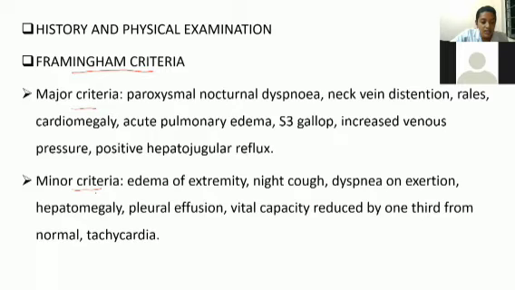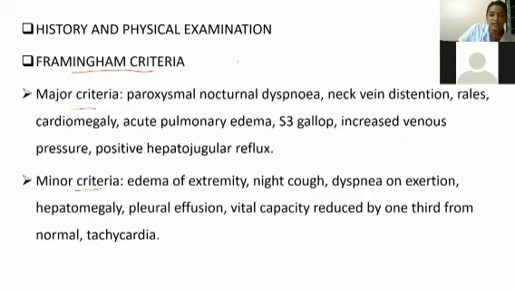Then in minor criteria, there will be edema of the extremity. Night cough will be there. Dyspnea on exertion. While doing activity, they will be having dyspnea. Hepatomegaly. Pleural effusion due to pulmonary congestion. And vital capacity reduced to 1/3 from normal. And tachycardia, increased heart rate. Okay, so these are major and minor criteria in Framingham criteria.